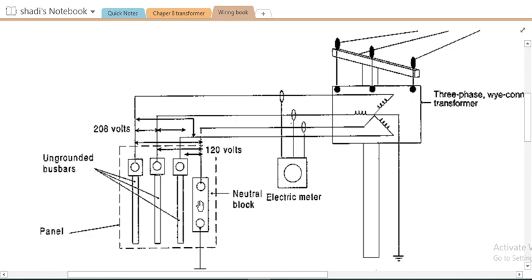The voltage levels, we just want to recall the voltage levels. The voltage between any line to line is going to be 208 volts. So between this bus bar and this bar is going to be 208. Between this bar and this bar is going to be 208 volt.